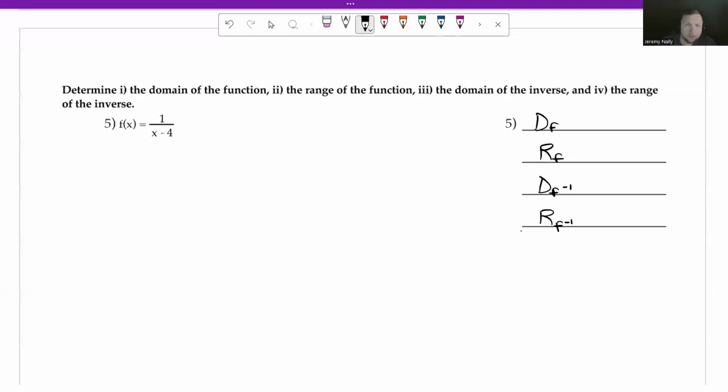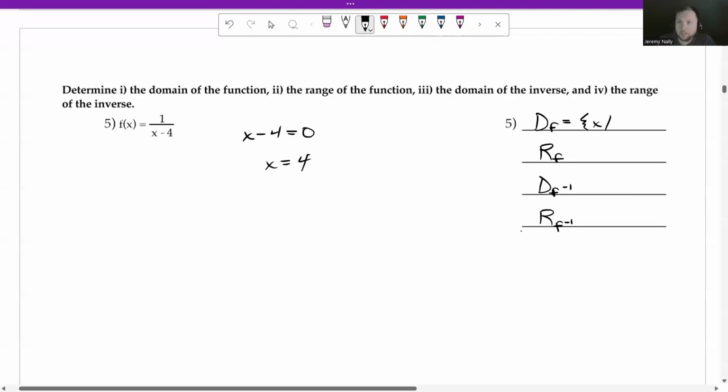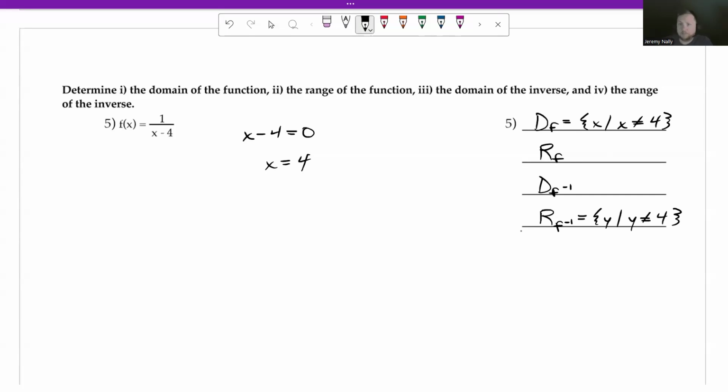Okay. So for f, we can just set the x minus 4 equal to 0, and we get x equals 4. So then the domain of f is x is any number such that x is not equal to 4. And then that gives us the range. Now, if I'm using set builder notation, I want to use y for my dummy variable in there. But otherwise it looks the same.